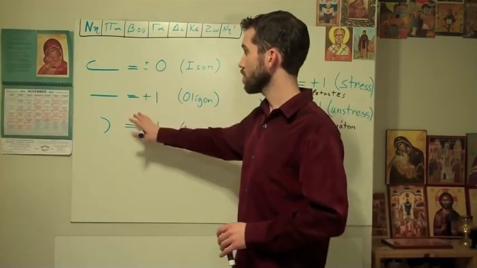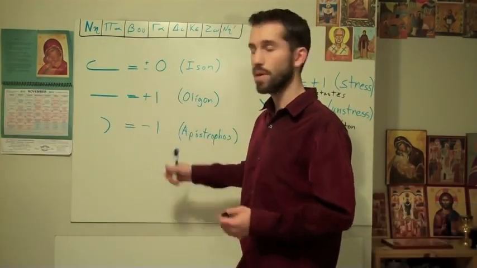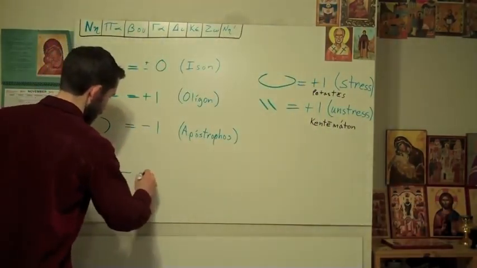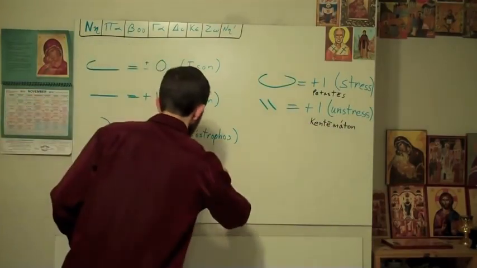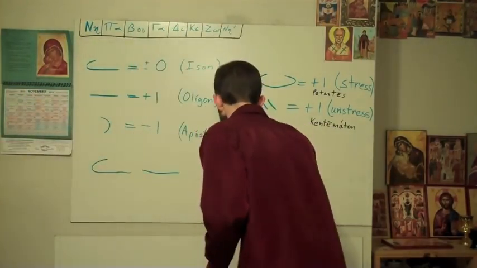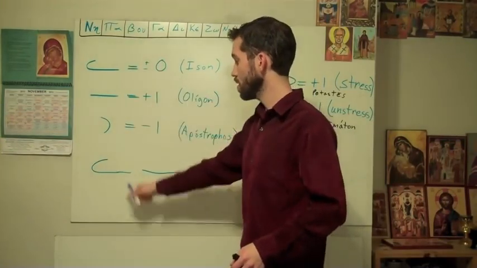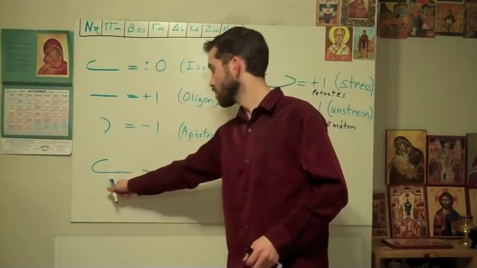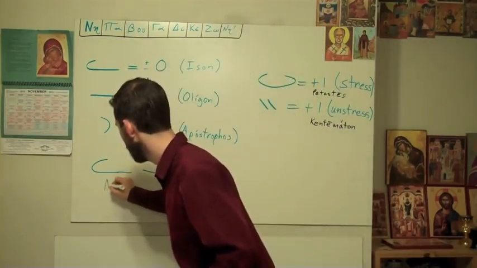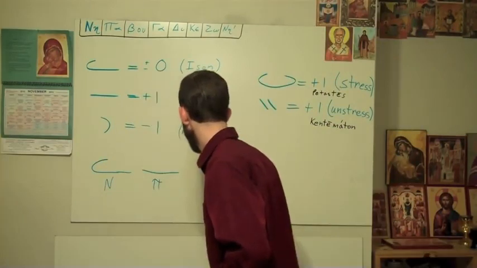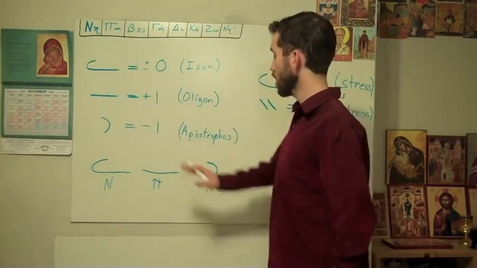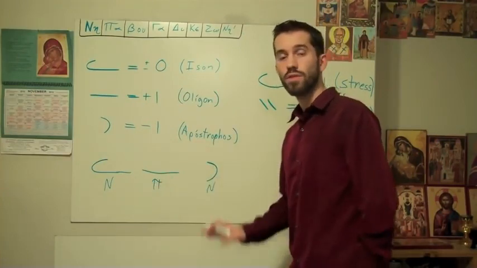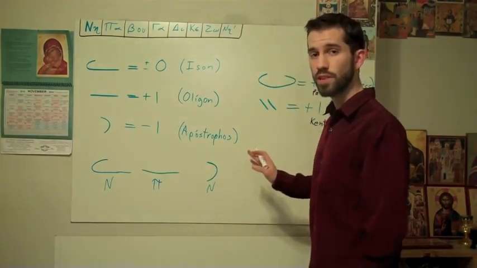Now, these symbols, when combined together, can form a very simple melody, such that if I were to write an ison, followed by an oligon, and an apostrophos, then if we start on ni, we go from left to right, and we would have ni, pa, ni. Now, to make the melody a little more complicated, there are a few other symbols that are used for vertical motion, specifically just for up 1.